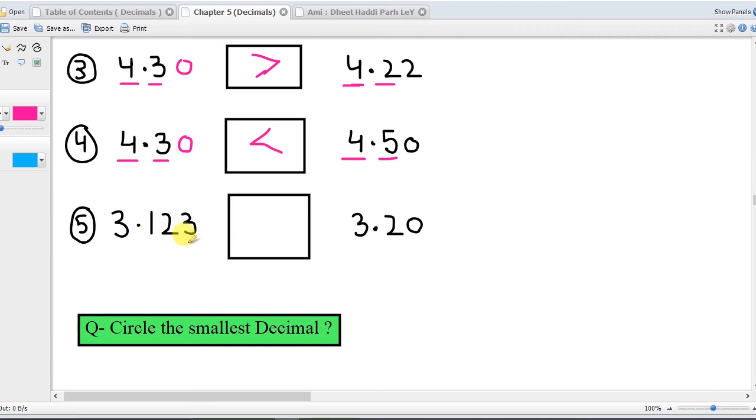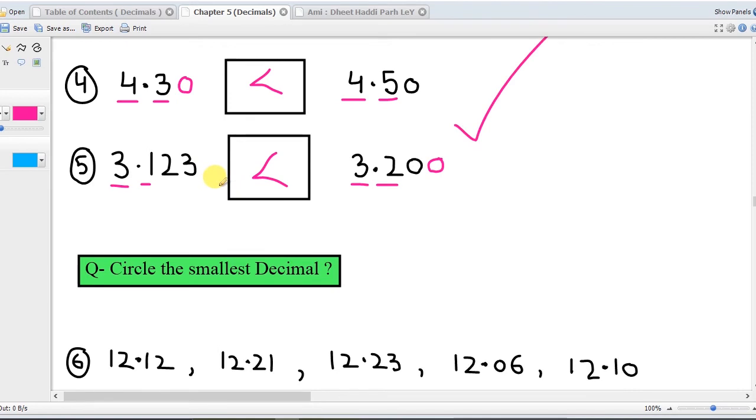The next is 3.123 and 3.20. Start comparing from the unit side. This is 3, this is 3, both are equal. Move on to the next one. This is 1 and this is 2. 1 is less than 2. So your overall answer is 3.123 is less than 3.20, right? Or simply make the number of digits equal. So 123 is less than 200. You are getting your answer right in any case.